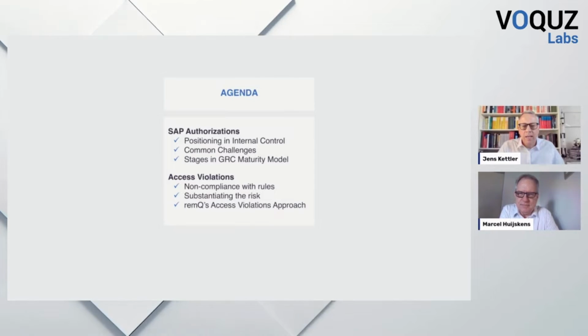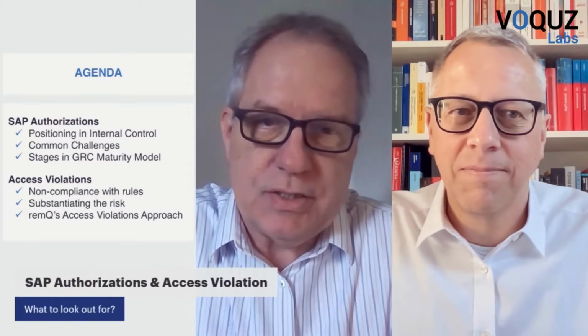So let's have a look at the agenda. Marcel, you've prepared a couple of slides and some content. What are we talking about today? As you said, SAP authorizations and access violations are closely related. First I want to position SAP authorizations in the internal controls framework. The listeners will have experience with a lot of challenges in SAP authorizations, so I want to pick out a few common challenges and discuss them with you. I also want to tap on the maturity model, because everyone is at a different stage of getting to perfection on this topic. That brings us to access violations.